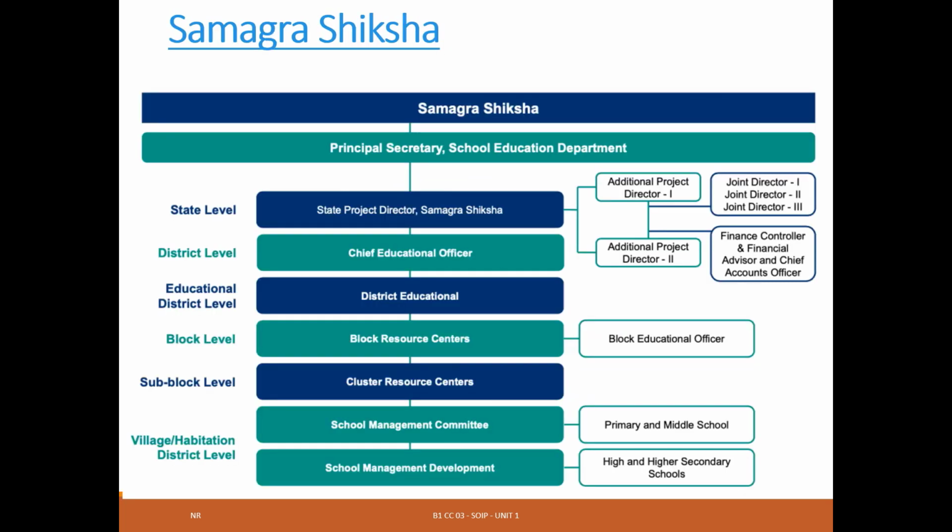This is the overall structure for Samagra Shiksha, which I already mentioned, where RMSA and SSA are clubbed together. All these Samagra Shiksha activities are controlled by the SPD at state level, by the CEOs at district level, by the DEOs at education district level, then by the BEOs at block level, and at sub-block level by the cluster resource centers, that is CRC. Then we have the School Management Committee, that is SMC, and then the School Management Development Committee, that is SMDC. So this is the overall view of Samagra Shiksha, which is functioning clubbed with SSA and RMSA.